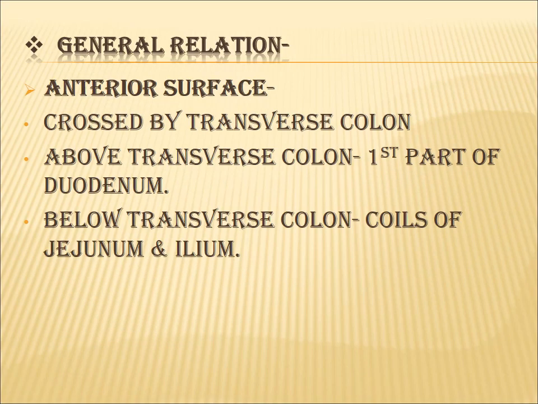Now we'll see the general relations. In that, the anterior surface of the head is crossed by the transverse colon, with which it is attached by some loose areolar tissue, that is the mesentery of the transverse colon. Above the transverse colon, the anterior surface is overlapped by the first portion of the duodenum, and below that impression of the transverse colon, it is in relation with some coils of small intestine, those are ileum and jejunum.